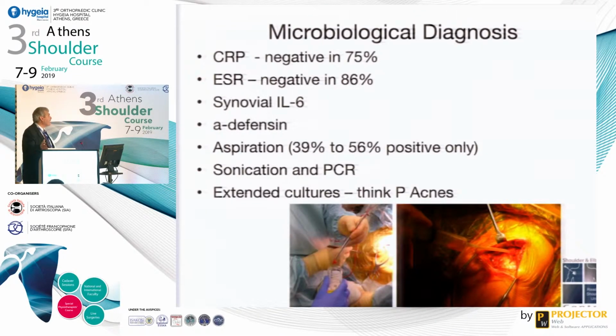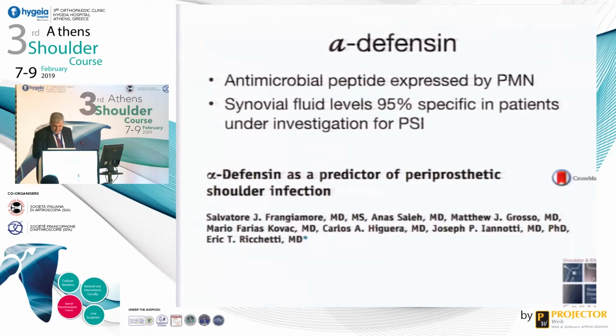Now, microbiological diagnosis, the CRP is negative in 75% of the cases. The ESR is negative in 86% of the cases. The synovial interleukin-6, again, it's not great for P. acnes. The alpha-defensin is not great for P. acnes. Aspirate, again, is only positive in less than 50% or about up to 50% of the cases. Sonication can help. And an extended culture, always think P. acnes. Always think P. acnes.